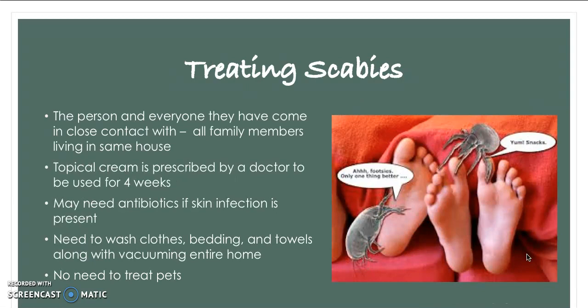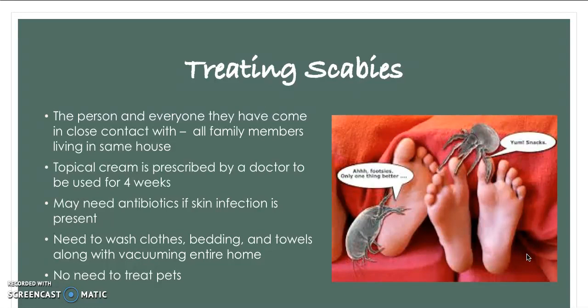So treating scabies, you're going to want to treat the person and everyone that they have come in contact with. All family members living in the same house, even if you do not have any itching or anything, everyone's going to get treated because you can't see them. They can stay on your skin. You don't even know it. And so everyone's going to get treated. You're going to use topical cream. It's prescribed by a doctor. It's prescription strength. So you're going to use it for up to about 4 weeks because we want to really make sure that they are killed off.